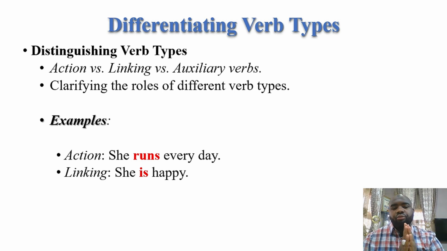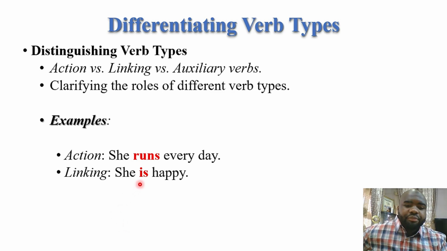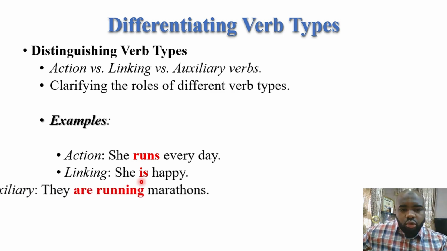Linking verb now. She is happy. Now, look at this. Action reflects the activity done by the subject. Linking here is trying to just link the subject with the object. She is happy. All right? It doesn't show the action. It doesn't reflect the doing of something, but rather it connects the subject and the object or the other.